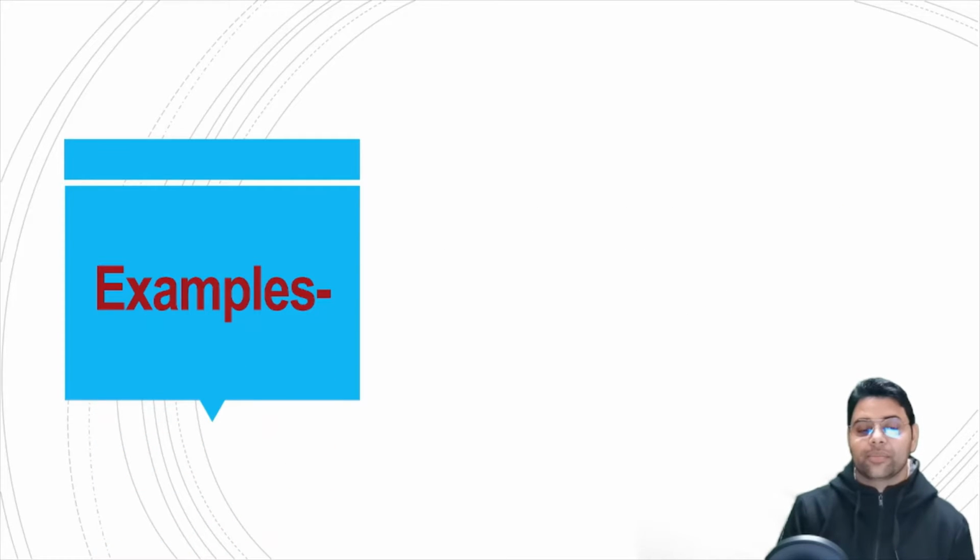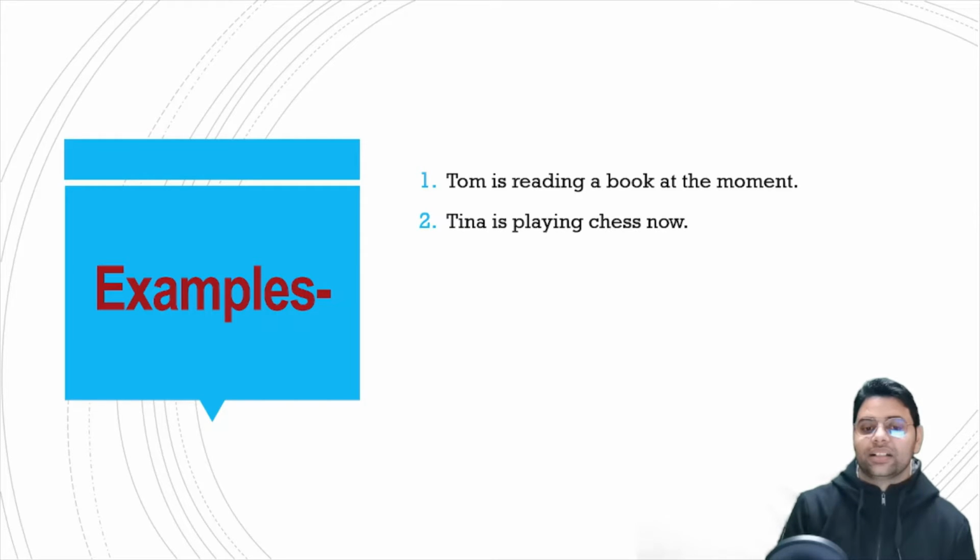Let's have some examples of dynamic verbs. Tom is reading a book at the moment. So read is a dynamic verb and it can be expressed in continuous tense. So the sentence is correct. Tina is playing chess now. So play is the dynamic verb and it expresses some action. So the sentence is correct.